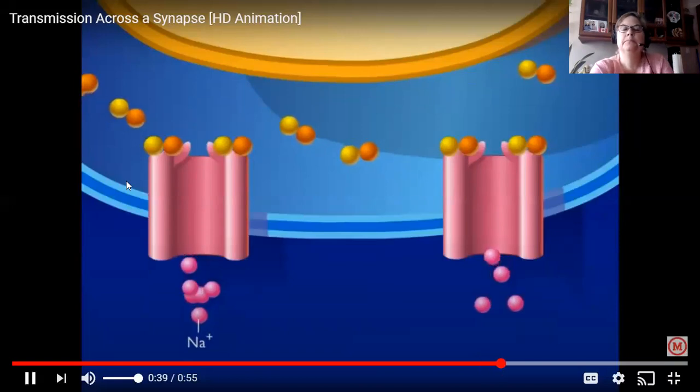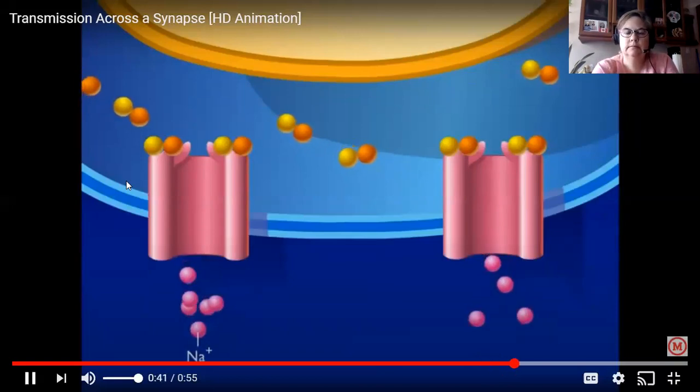If the membrane potential reaches threshold level, an action potential will be produced.